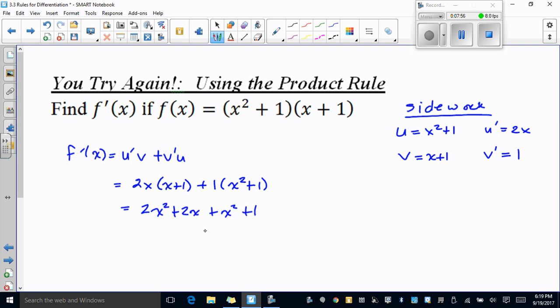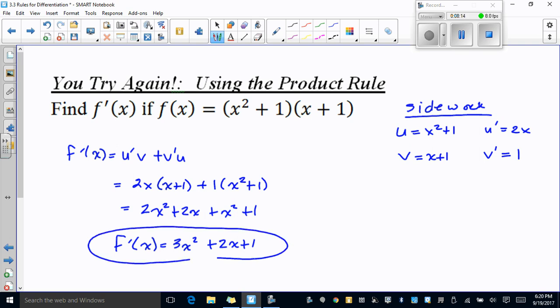Didn't really need that one there, but hey. Combine like terms, 2 plus 1 is 3. So f prime of x equals 3x squared plus 2x plus 1. And there you guys have it on that one.